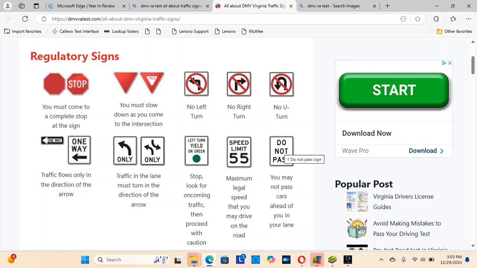This is a do not pass sign, and this means that you cannot pass any cars that are ahead of you in your lane.